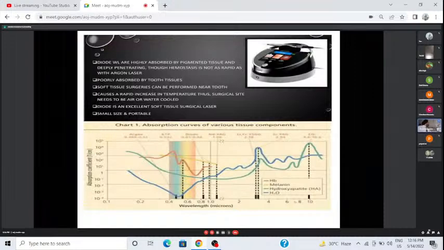So the melanin is the pigment of the mucosa. Some people have got black gums, some have normal gums. Other is hydroxyapatite, which you see in the bone, in the tooth structure. And last is water, which you see in the bone.